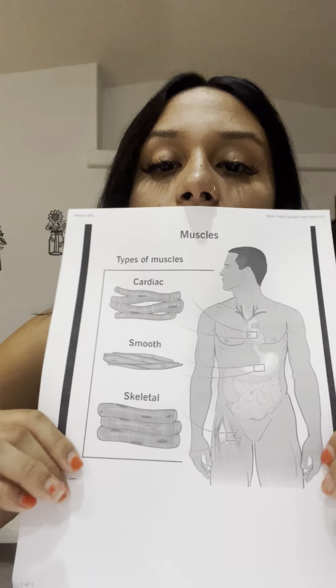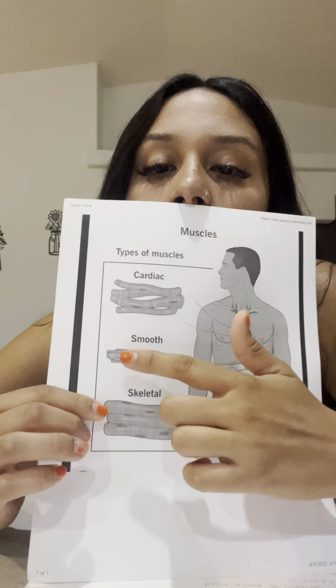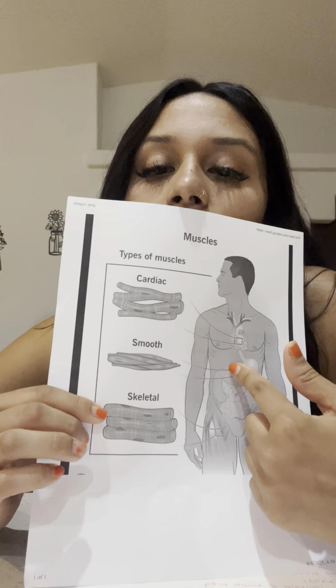Next, I have cardiac muscle. Description: striated involuntary muscle. Contracts to pump blood. Example: heart. So I had this here to help me out. Show me skeletal, smooth, and cardiac muscles.